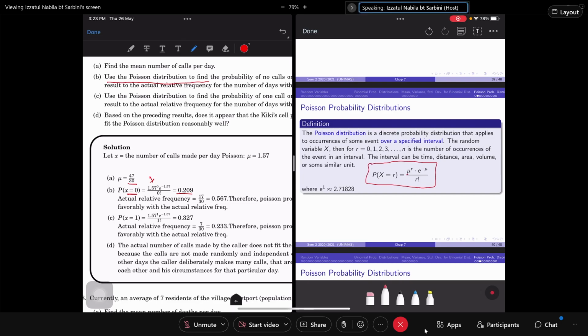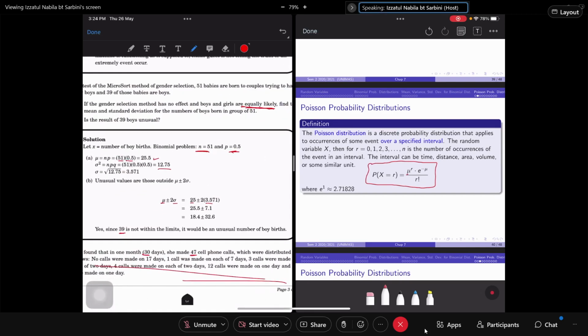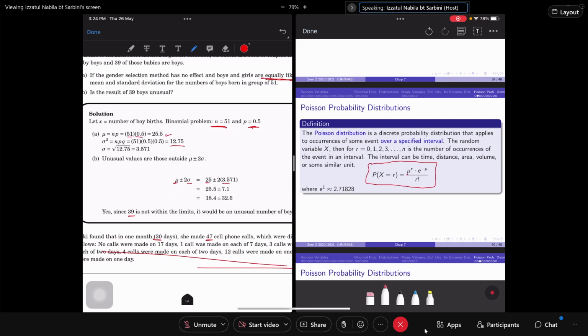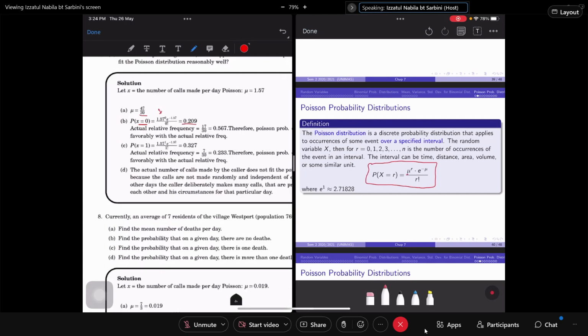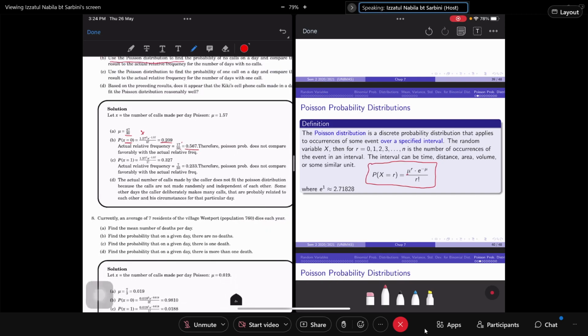Let's say we don't use Poisson, we use the real data. We use the real data given and you just divide by how many days there were no calls. So we look at the question here. No calls were made on 17 days. So that's how you calculate relative frequency. So within 30 days, only 17 days no calls were made. So 17 divided by 30. So you get 0.567.